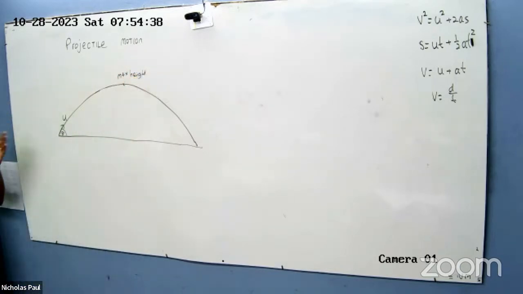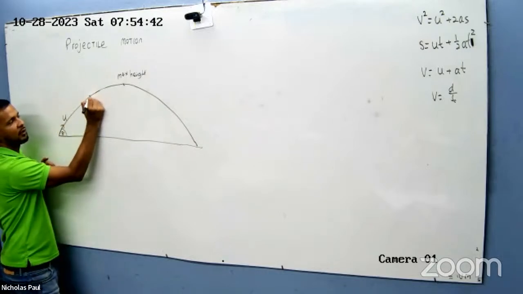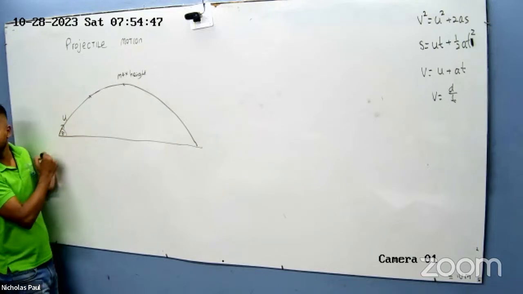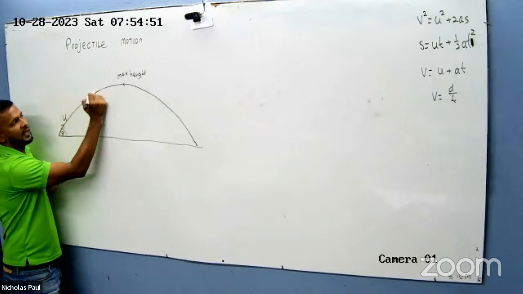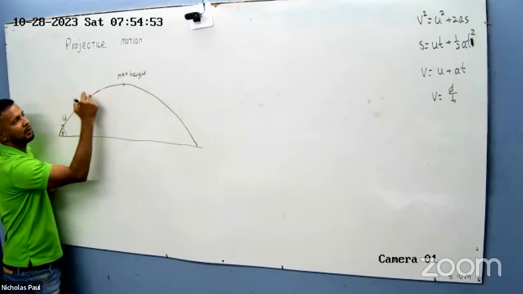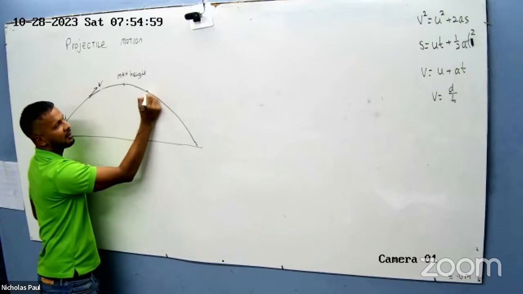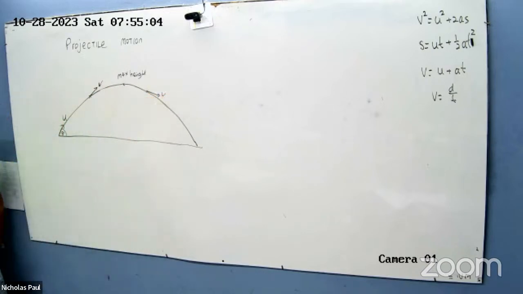At every single point here, let's say at this point, it has a velocity. That's a tangent. That's a VF. At this point here, it has a velocity that's a tangent and so on, right? Okay with that?